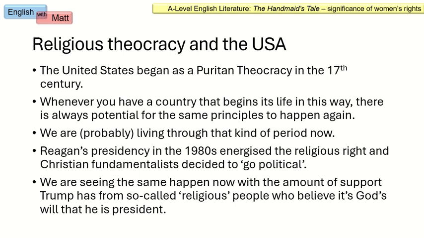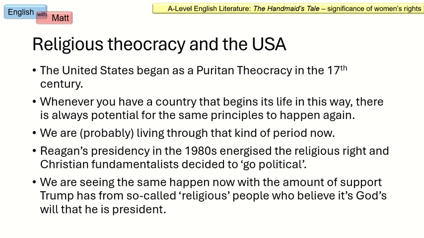Reagan's presidency in the 1980s also energized the religious right, and the Christian fundamentalists at the time decided to go political. They decided that religion was not just suitable for a personal belief system, maybe a comforting one, but the religious right started to use God and religious belief and even religious doctrine or passages in the Bible to justify why certain presidents or certain laws should be enacted.